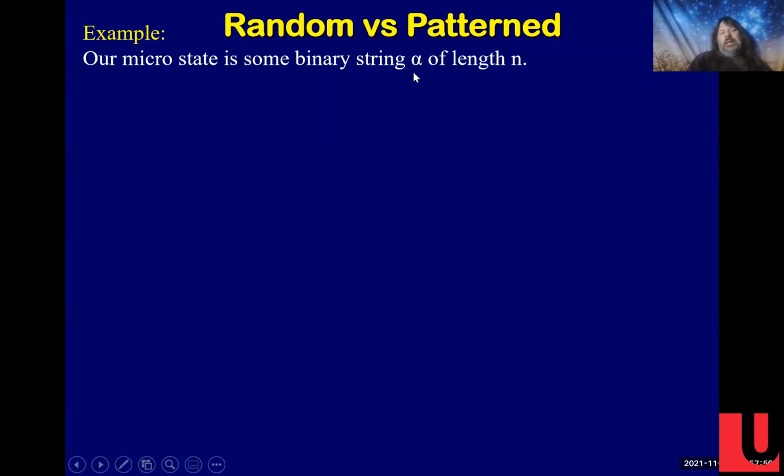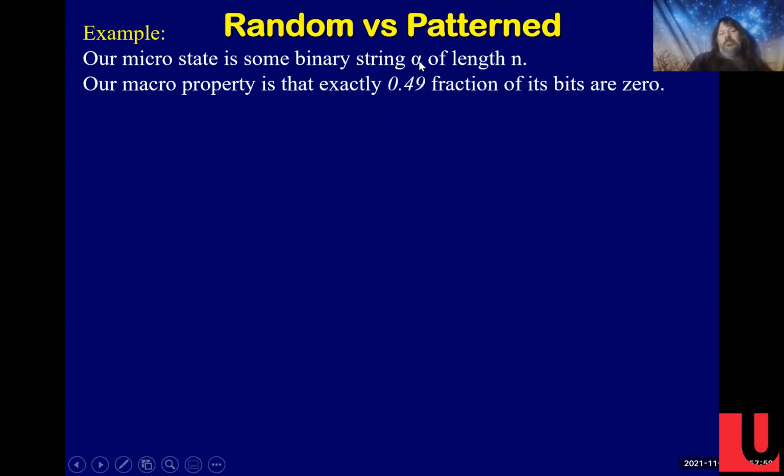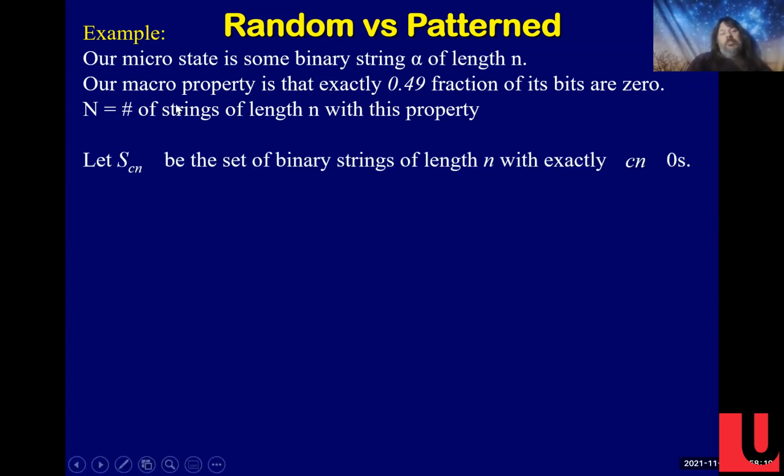So our microstate, remember, is some binary string of length n. Our macro property is that the number of zeros is exactly Cn, and capital N is the number of strings of length n that have this property. Let S sub Cn be the set of all binary strings of length n with exactly Cn zeros. Now we want to know how big this set is.